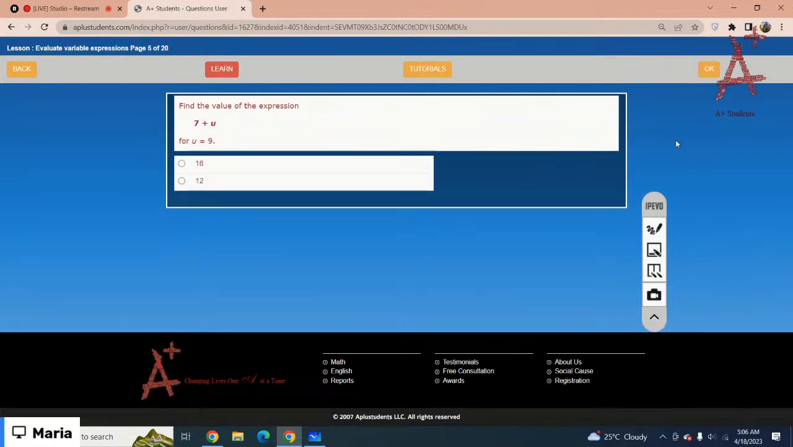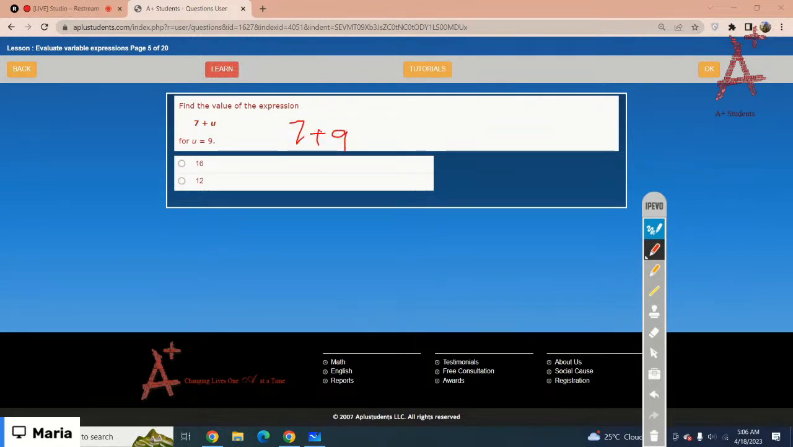7 plus u, find the value of the expression 7 plus u. So for u equals 9, that's why you have to replace u with 9. So it would be 7 plus 9. So 7 plus 9 makes, yes, it would be 16 now. Is there any problem now?